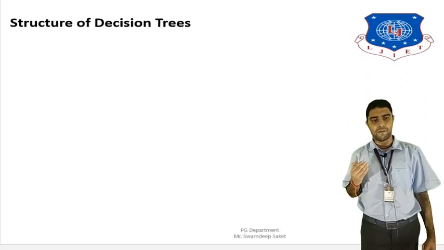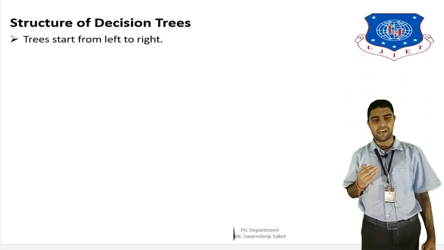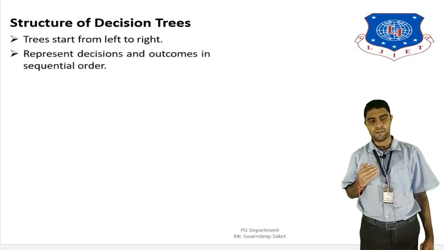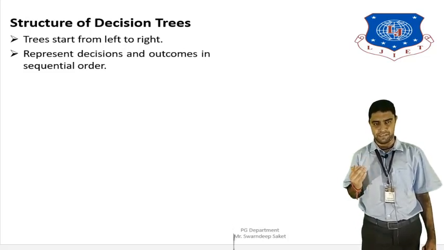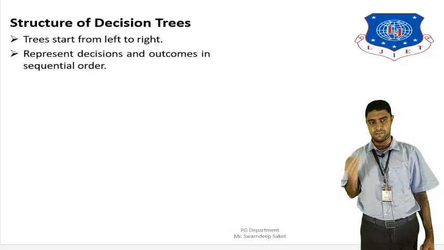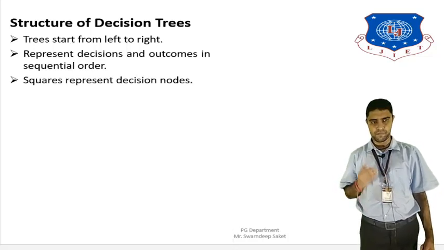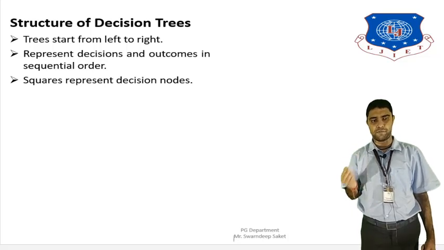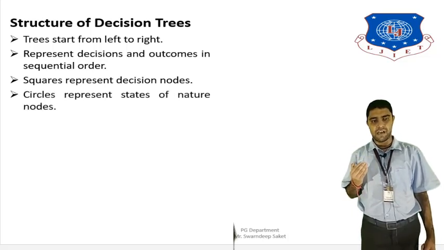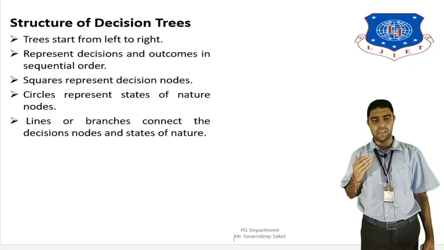Now we will see the structure of a decision tree. We first draw the tree from left to right and then evaluate the tree from right to left. Represent the decisions and outcomes in sequential order. Squares represent decision nodes. Circles represent states of nature, or we can say future event nodes. Lines or branches connect the decision nodes and the state of nature nodes.